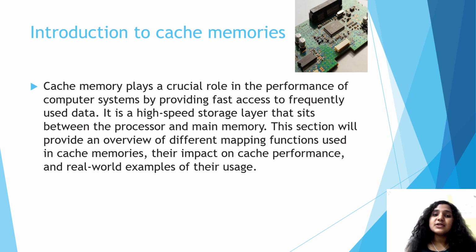Cache memory plays a crucial, very important role in the performance of a computer system by providing fast access to frequently used data. As I said before, the accessibility from the cache memories is very high. It is a high-speed storage layer that sits between the processor and the main memory, and the future sections will provide an overview of the different mapping functions used in cache memories, their impact on cache performance, and real-world examples of their usage.